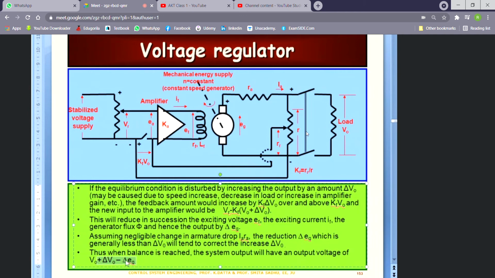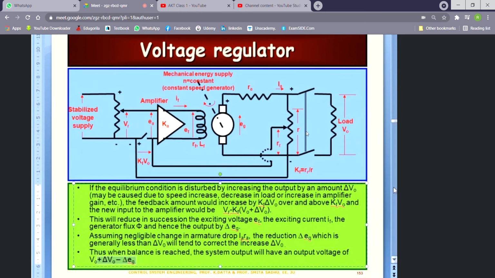This portion that I have selected over here, they are going to balance one another. Delta VO increase and delta Eg decrease will more or less bring the ultimate voltage at the output side very close to VO, right? So this is how corrective action takes place in this system.